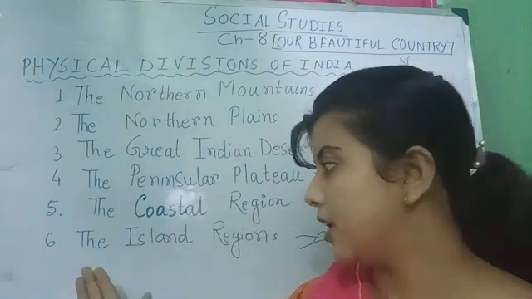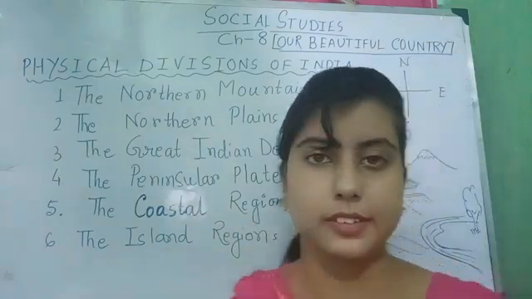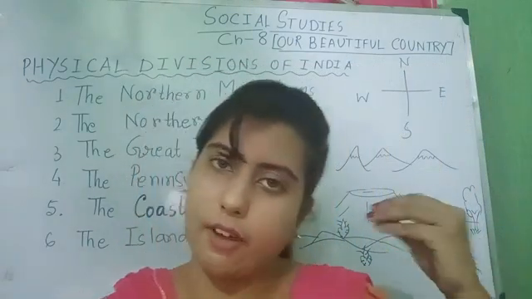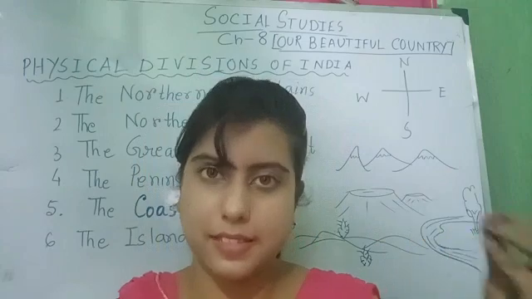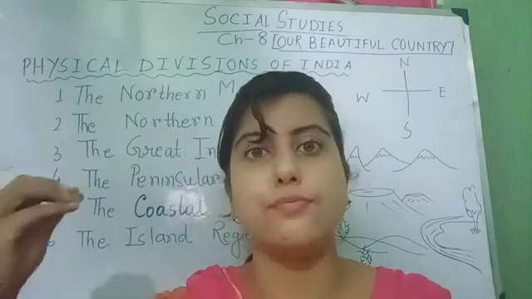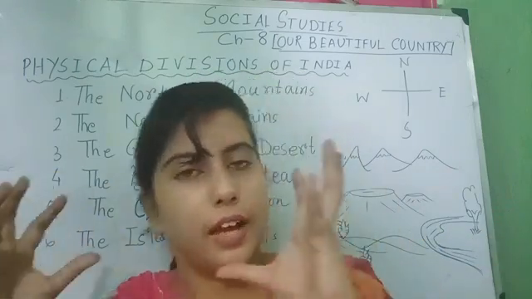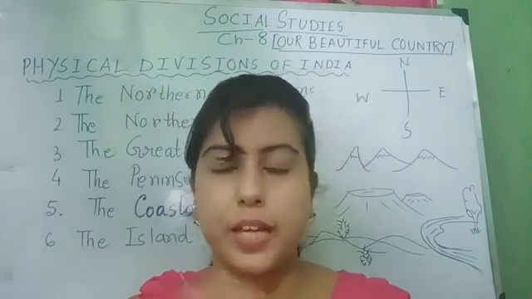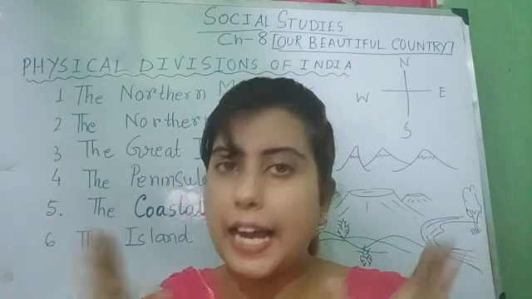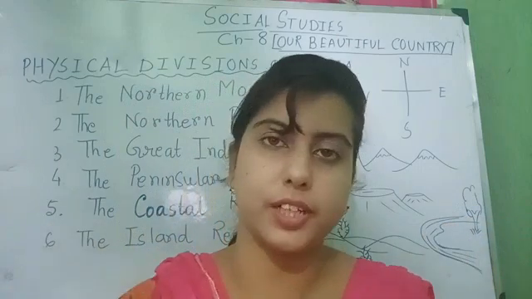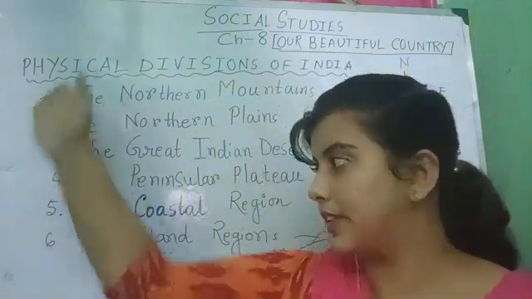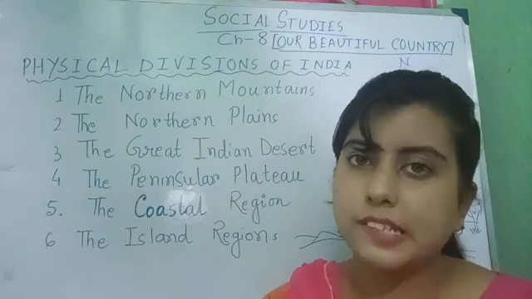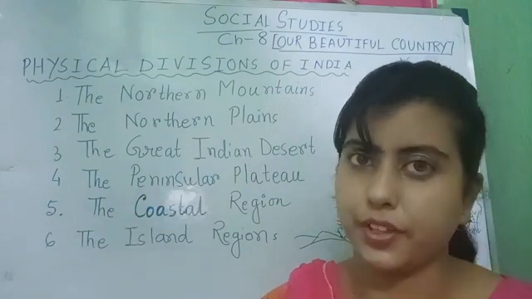Lastly, we have the island region. There are many islands in the Arabian Sea and in the Bay of Bengal. Andaman and Nicobar Islands and Lakshadweep. These are the island regions of our country. So these 6 divisions are the 6 physical divisions of our country.